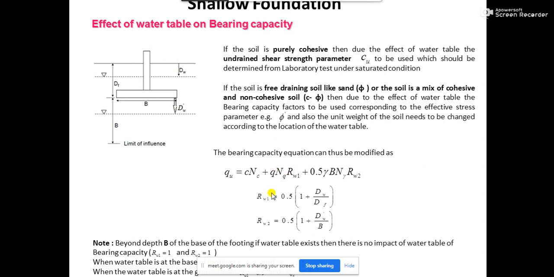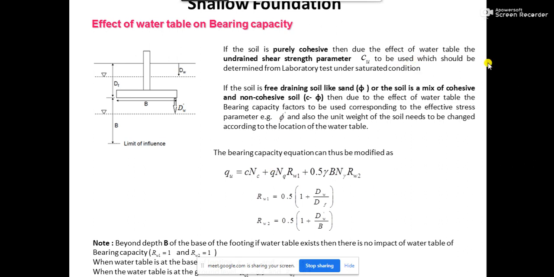This Q term is having gamma d, so gamma is being reduced to half, which is nothing but approximately equal to the submerged unit weight of soil. So this is your water table correction factor, and this is how you should include the water table correction in case of a shallow foundation for calculation of the bearing capacity.